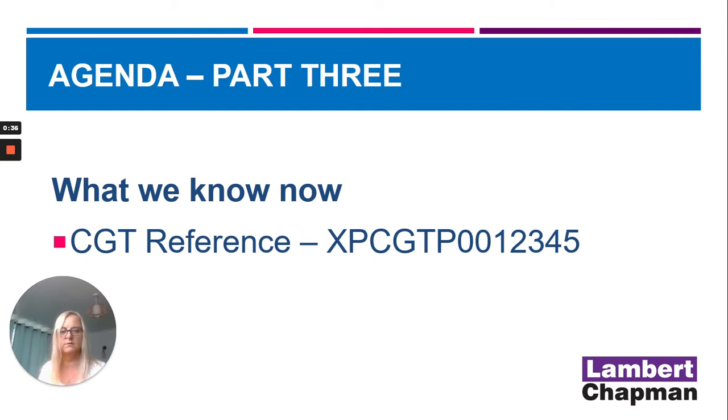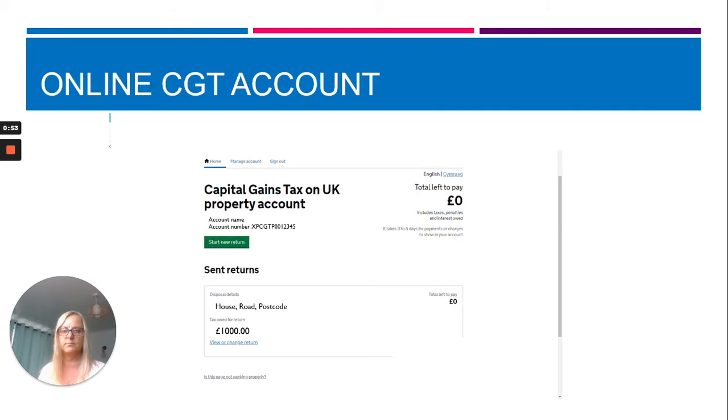First, we learned that once you have registered for online CGT and get a reference number similar to this, then this is always your reference number and sets up an online account where you can track submissions and payments of capital gains tax. This slide shows what your online account looks like. Your name and reference will be at the top left hand side. How much you owe will be at the top right.